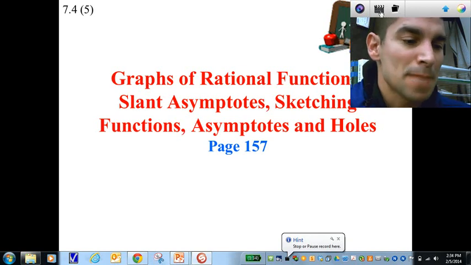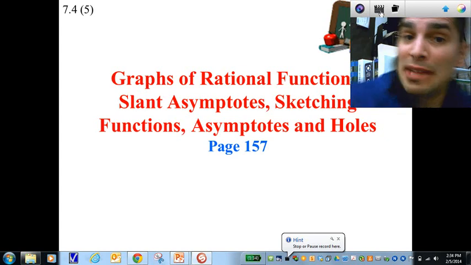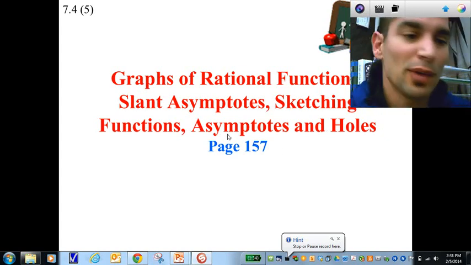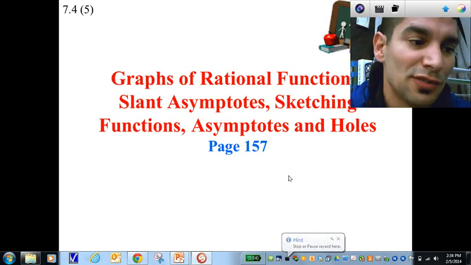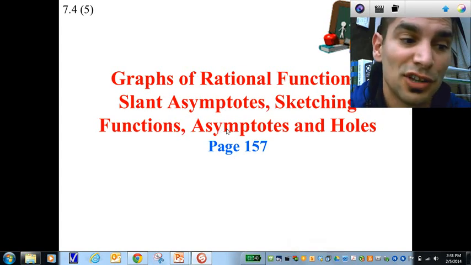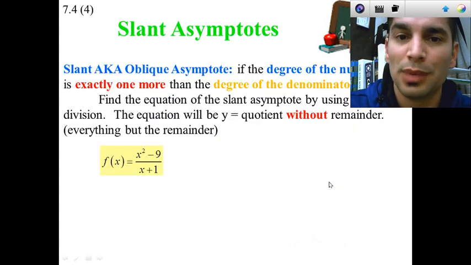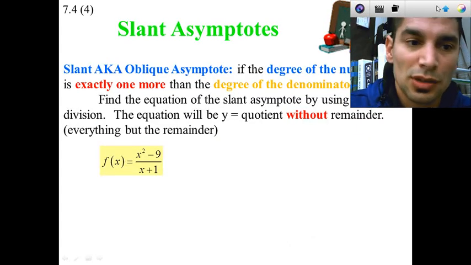So here we go. 7.4 is the last set of notes for Unit 7. It's kind of nice. What are we going to be talking about? We're going to be graphing rational functions, slant asymptotes. It's a new word for you. Sketching the functions, asymptotes, and holes. You've already learned that, so some of it is going to be review. So let me move this out of the way.